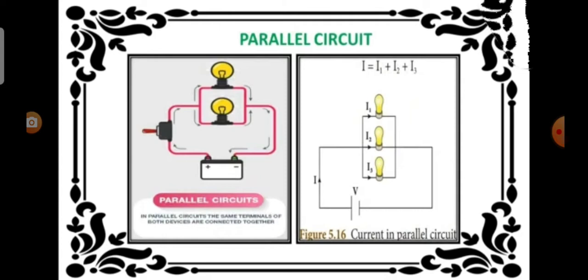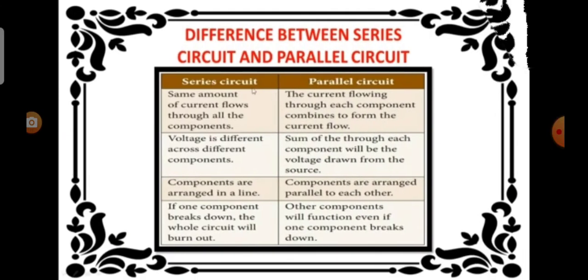Let V be the voltage across the bulb and I1, I2, I3 be the current across each bulb. The current I from the battery is the total of the individual currents flowing through the resistances. Here I equals I1 plus I2 plus I3. Now we see the difference between series and parallel circuits.